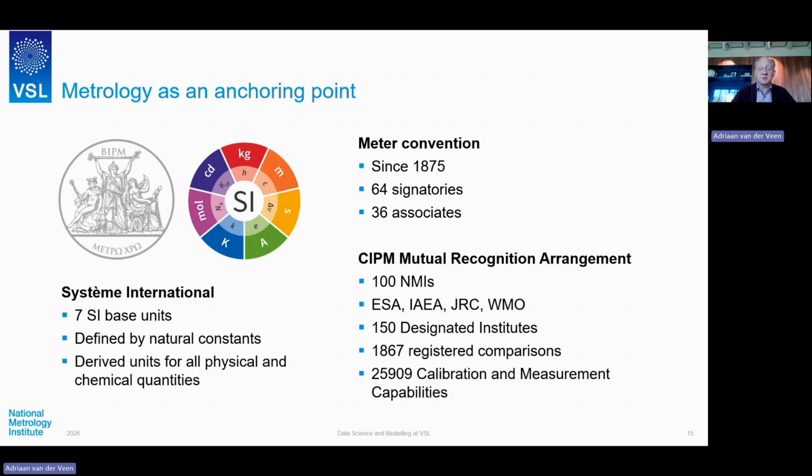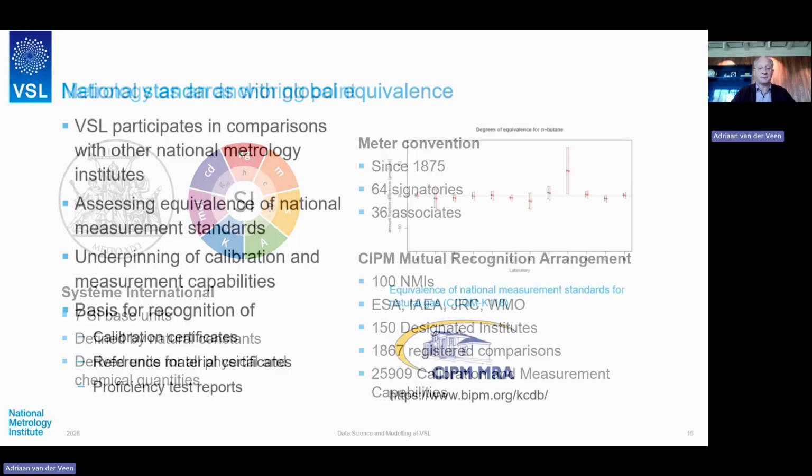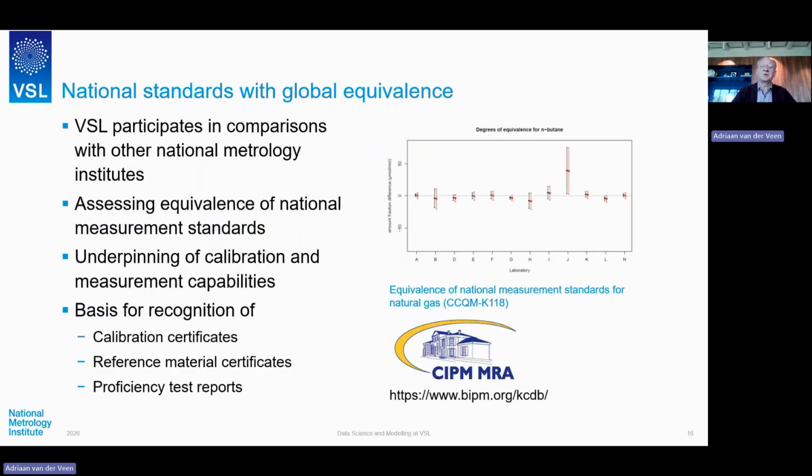And that treaty is very important because that ensures that not only our certificates, but in the end also the certificates of calibration laboratories and the test reports from testing laboratories are accepted globally. Of course, we need to demonstrate that our measurement standards are equivalent. And we do that in our own kinds of proficiency testing called key comparisons.